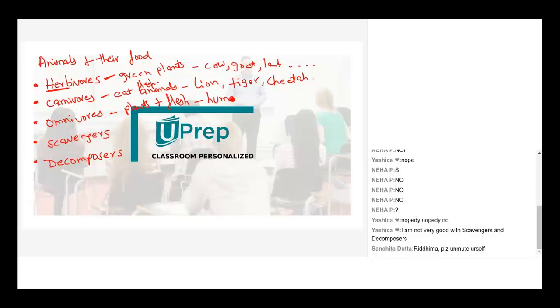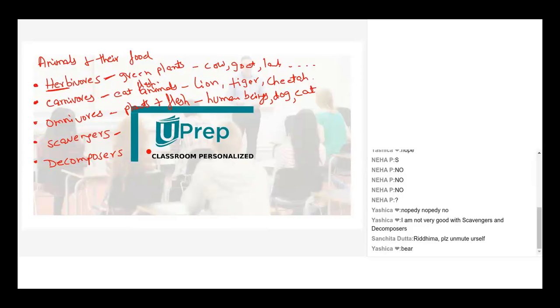And what would be the examples? Human beings. And crow. Crow actually falls under omnivores, but we'll not put him here. There's a reason why, and I'll tell you the reason later. First tell me some other omnivores. Can you tell? Dog, cat. Yes, correct. So they are all omnivores.